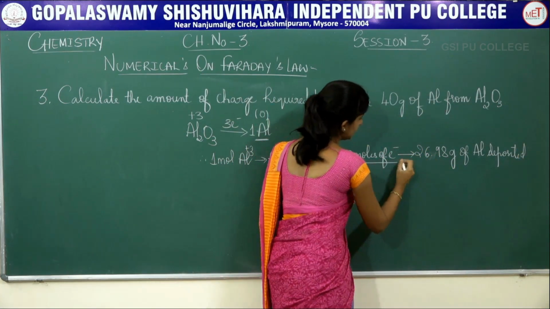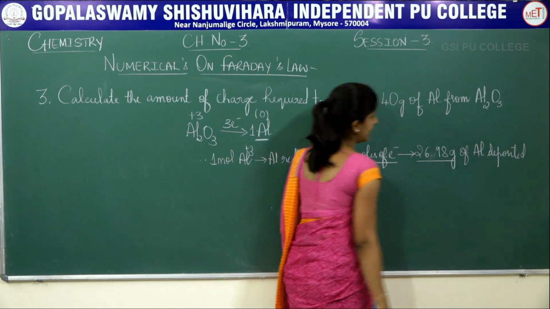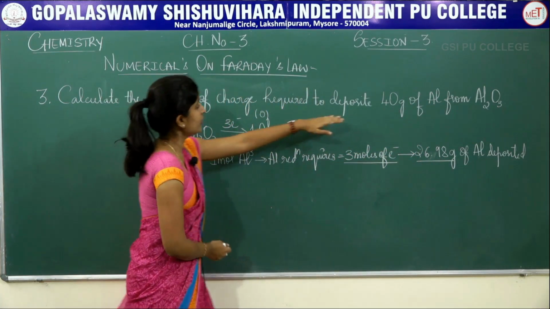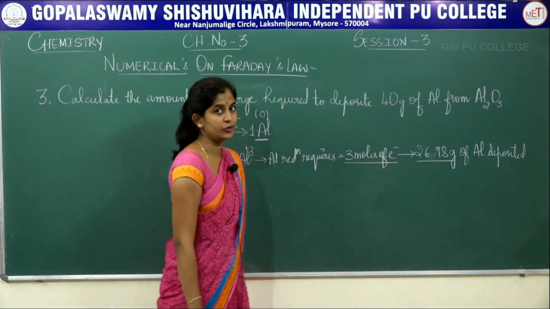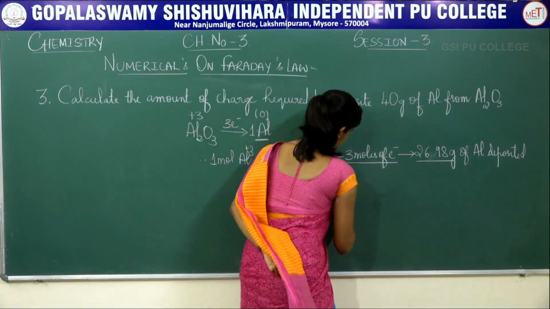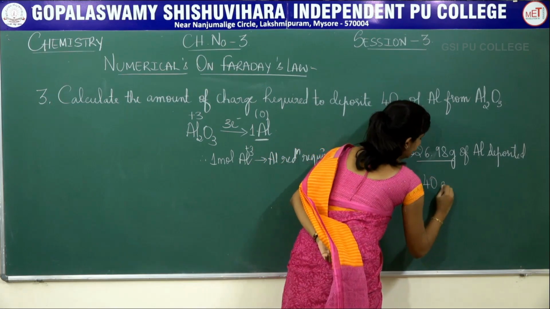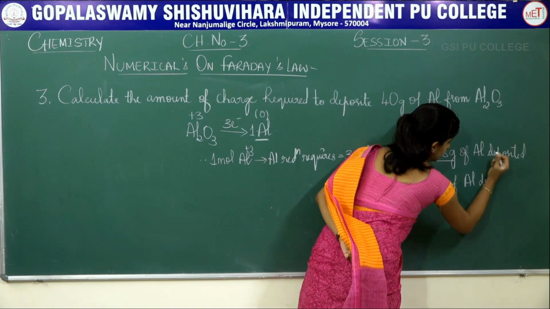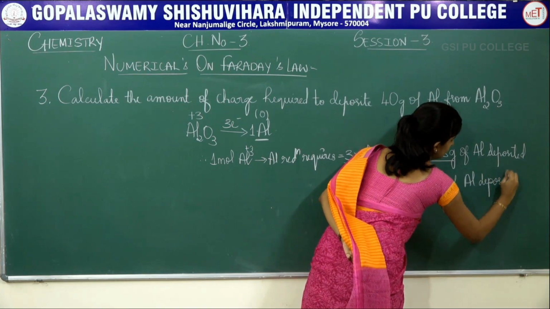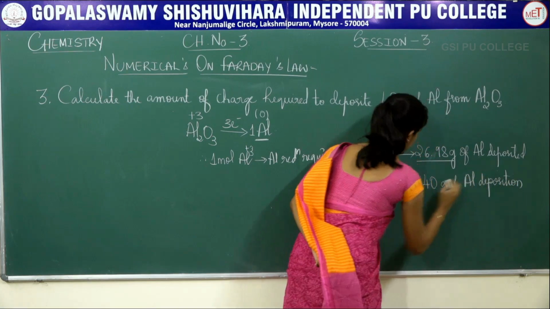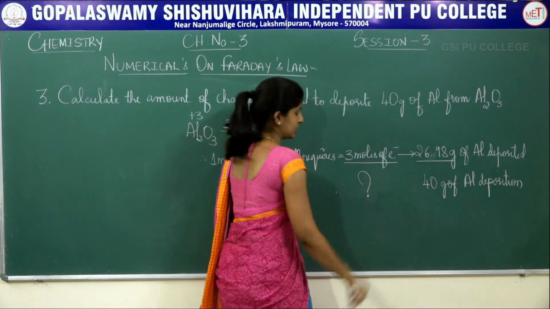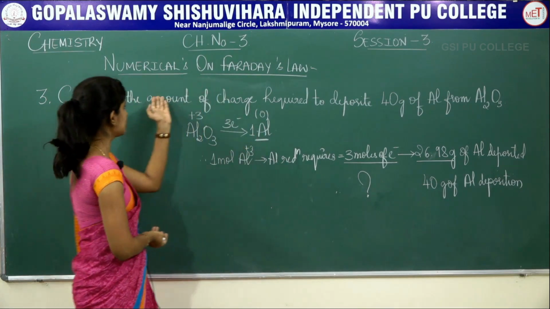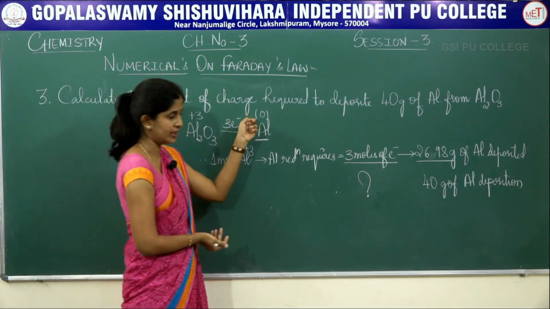So 3 moles of electrons deposits 26.98 grams of aluminium. So how much aluminium is given? You have seen this, 40 grams of aluminium should be deposited. So 40 grams of aluminium deposition requires how many moles of electrons? If I get the moles of electrons, multiplied by Faraday, you get your charge. That's the question asked, that is, calculate the amount of charge required.